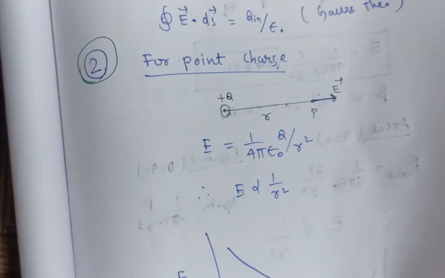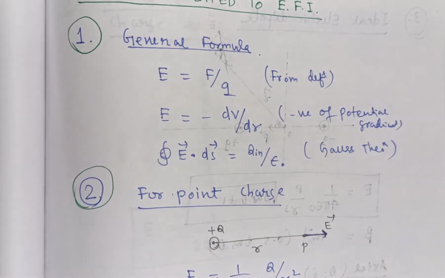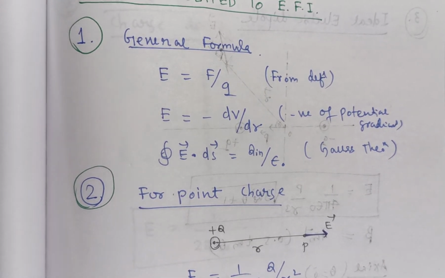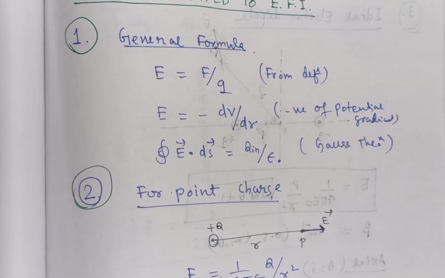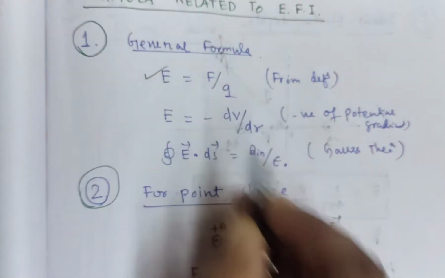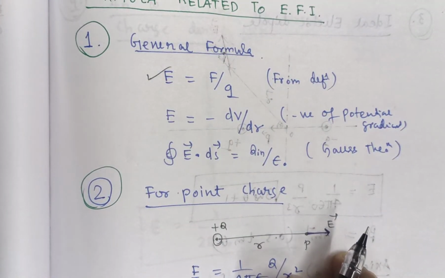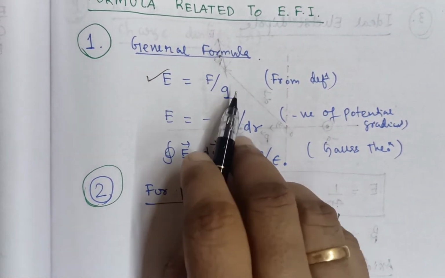Finally, we have done so many derivations. Now our aim is how to remember all these formulas with graphs and formulas with units. First, before going to the formulas related to electric field intensity, just recall the previous formula. This is the definition of intensity: E is equal to F by Q. It comes from the definition of electric field intensity, that is, the Coulomb force acting per unit test charge at that point.